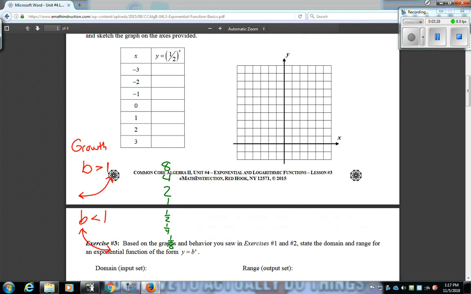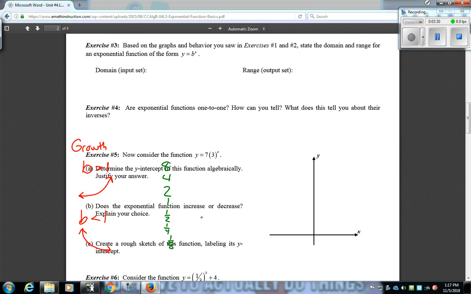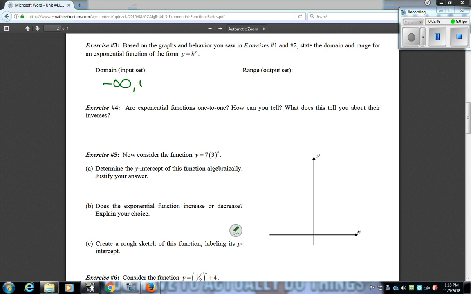Now I'm going to go ahead and go to exercises 3 and 4 because those are based on the ones we just talked about. So domain for each of these is all values, all real numbers. Okay, so you can do interval notation, and we've been talking about that quite a bit. But it goes from -infinity to infinity. And then the range is going to be, based on our table, everything greater than 0 up to infinity.